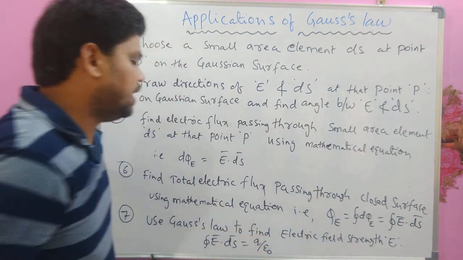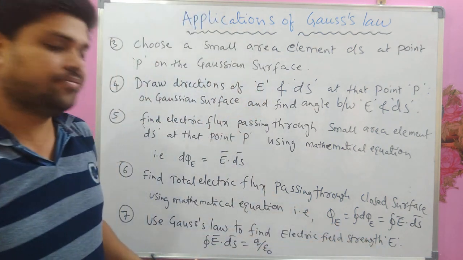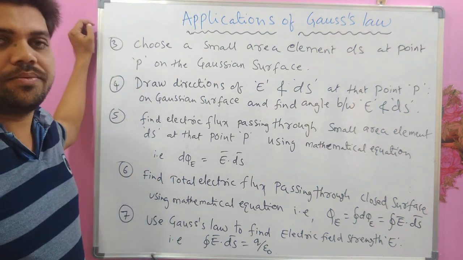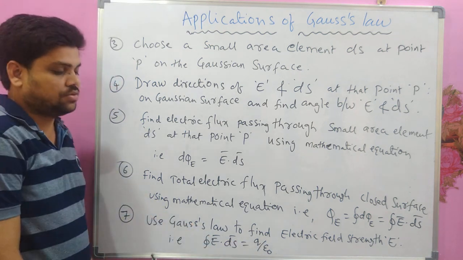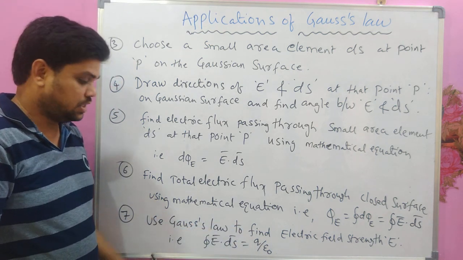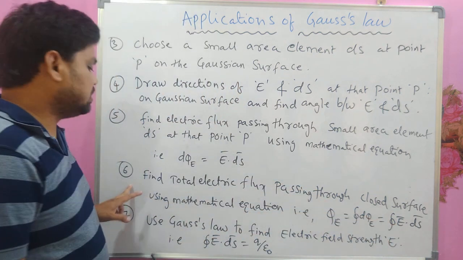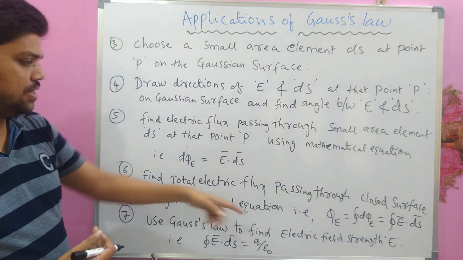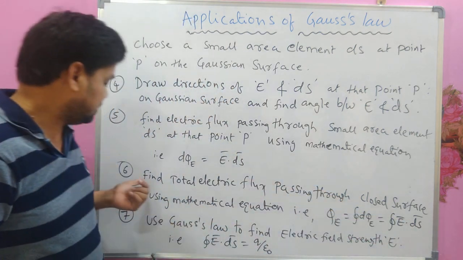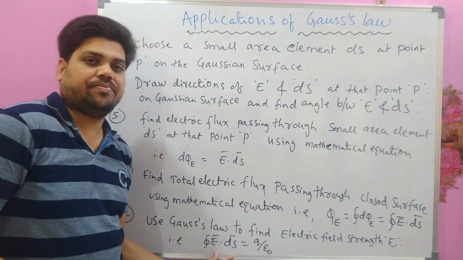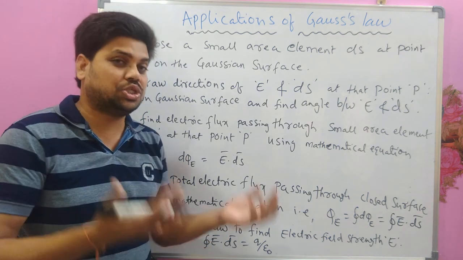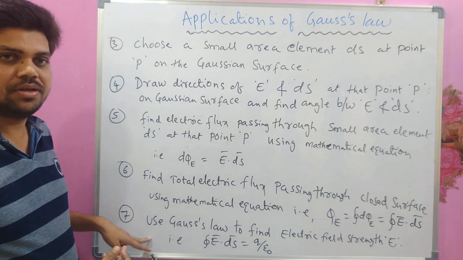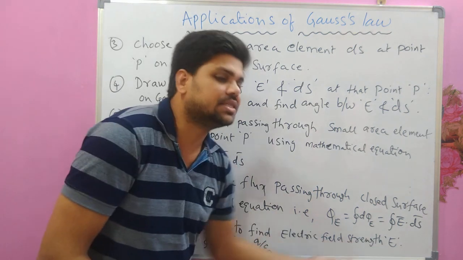Use Gauss law to find electric field strength E, that is, this one: integral E dot ds equal to Q by epsilon naught. So this value is already known from the sixth step. You are finding total electric flux with the mathematical equation integral E dot ds in the sixth step. You have some value here, and that should be equal to Q by epsilon naught according to Gauss law. Then you will get electric field strength.